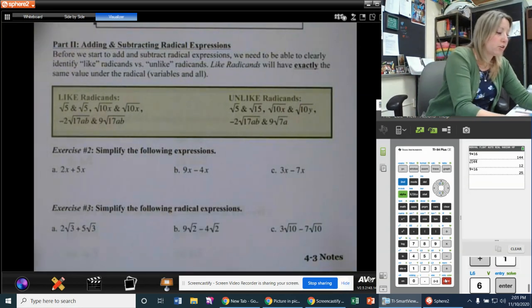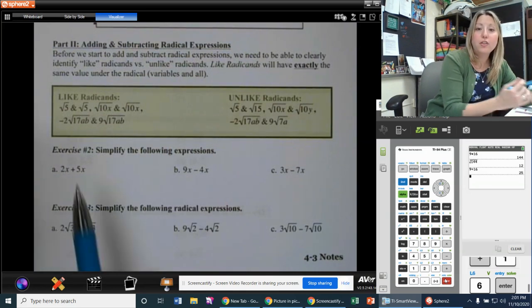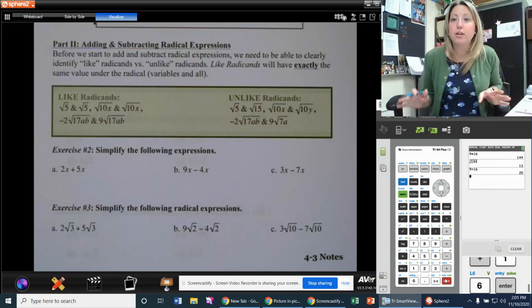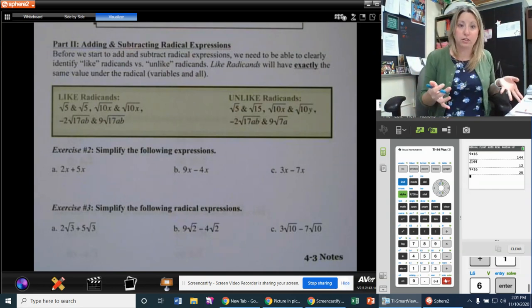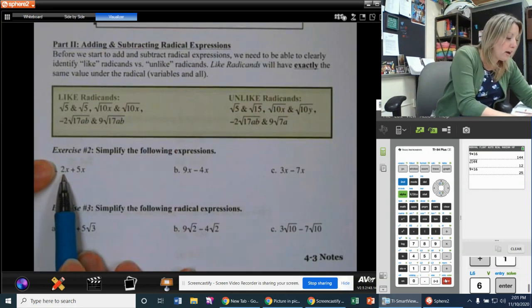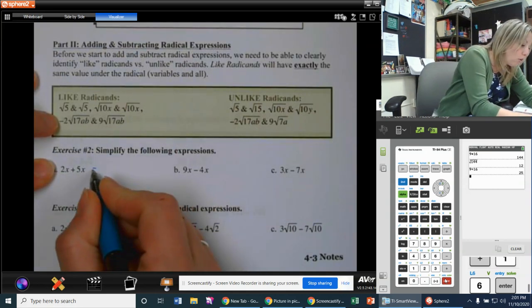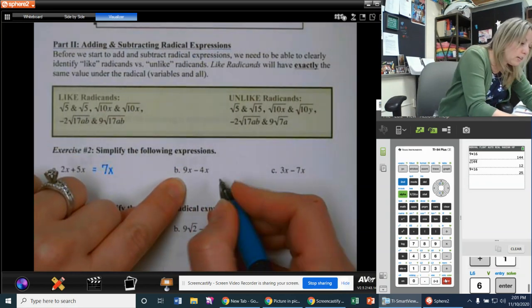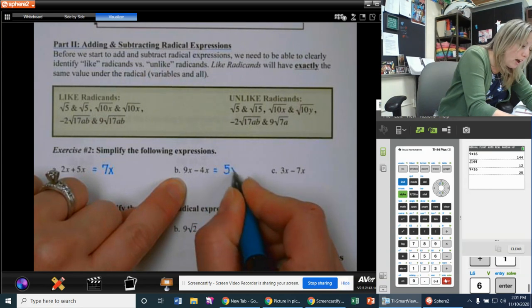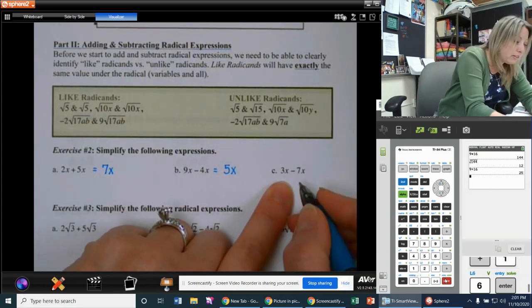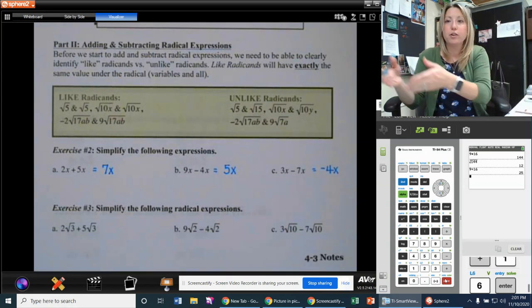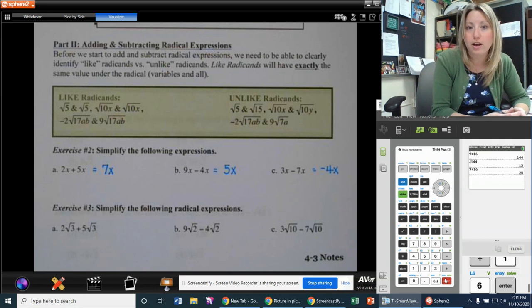So I do start you with some polynomial expressions that are like terms. We'll remind ourselves, when you have like variables, you can add and subtract their coefficients together. So 2x plus 5x gives me a total of 7x. 9x minus 4x leaves me a total of 5x. 3x minus 7x leaves me with negative 4x. Because their variables were the same, I can add and subtract their coefficients together based on their signs.